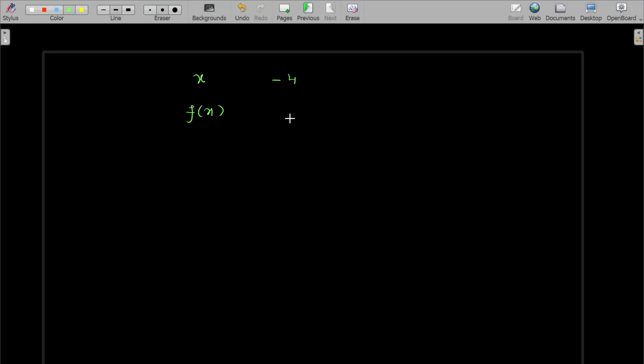So let's say negative 4, negative 4, 0, negative 1, 6, and k. And it's given that f of x is a linear function. That's it. That's all the information that's given to us, and we have to find out the value of k.